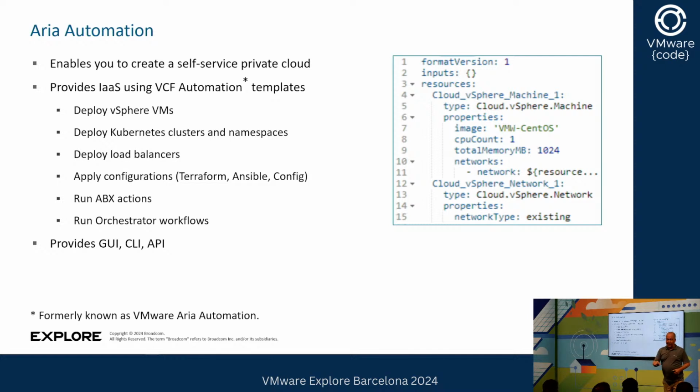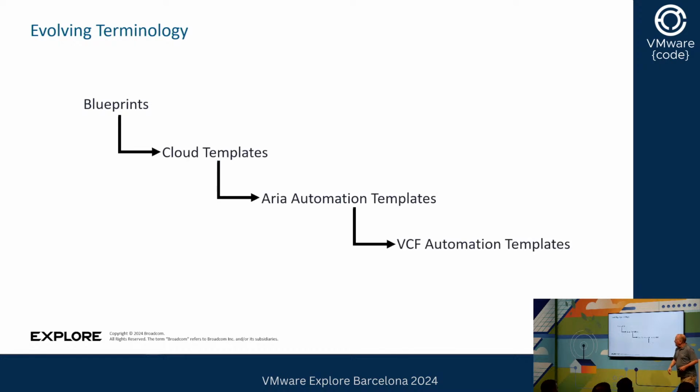Aria Automation provides a graphical user interface, a command line interface, but what we're here to talk about is its application programming interface. Now, there is some terminology that you need to tackle here, first of all. For example, I've been referring to these things called automation templates. In the old days, they were called blueprints. The API documentation and the API itself still use that term, blueprints. So from here on out, if I say blueprints, which I will, you can think of that as an Aria Automation template or a VCF automation template, but we're going to call them blueprints.